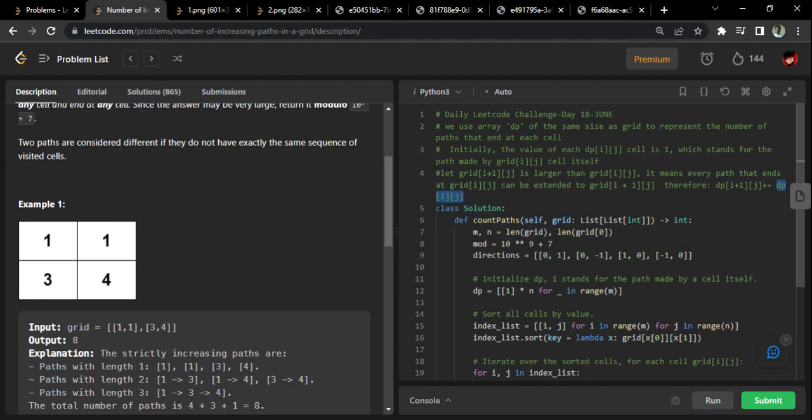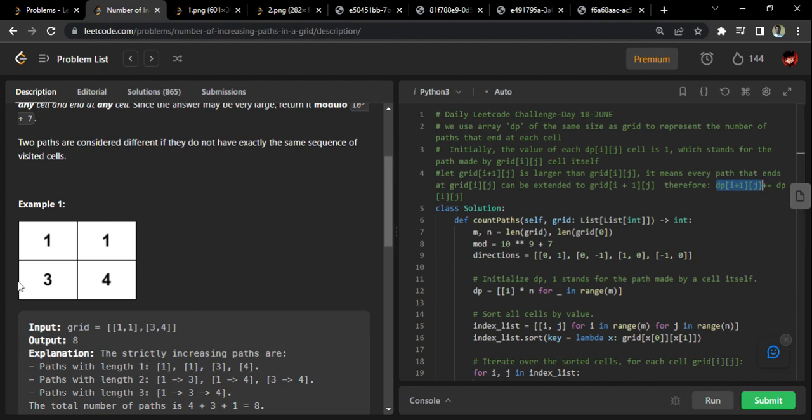See what dp of i, j represents. It represents all the paths that ended at i, j. But we can clearly see that all these paths can be extended to the i plus 1, j index also. So the same thing we will add here. This whole value we will be adding to this value. Please pause this video and recall after 10-15 seconds what I said, because I am trying my best to make sense.